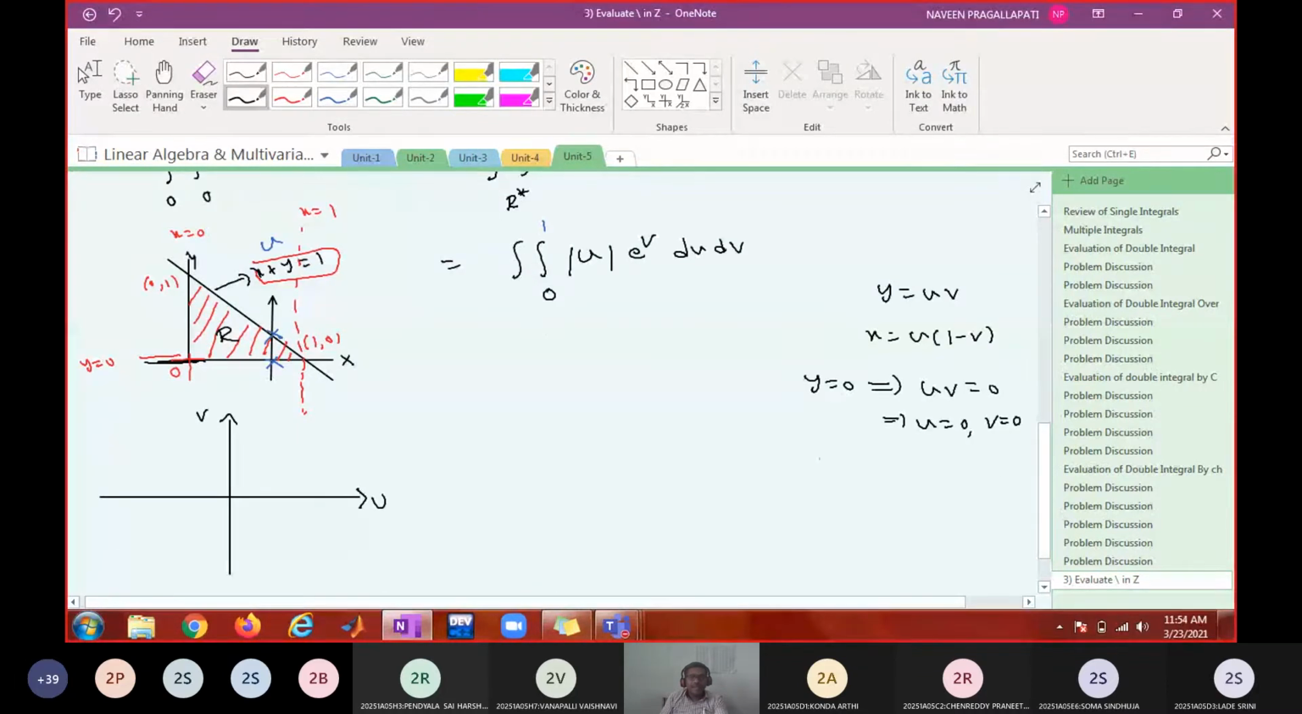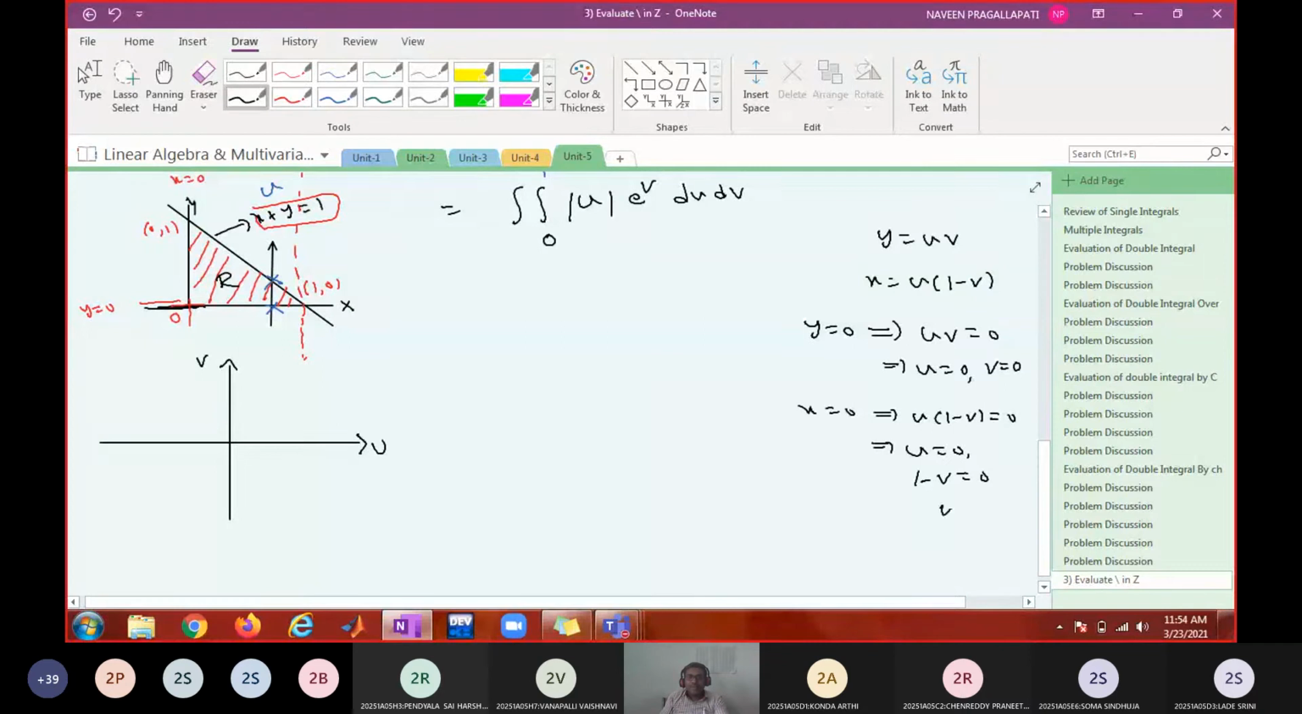Next, x equal to 0 means u into 1 minus v equal to 0. That means u equal to 0, or 1 minus v equal to 0, that means v equal to 1. So 1 curve, 2 curve, 3 curve, and what is the next one? And x plus y equal to 1 means u equal to 1. This is also okay.